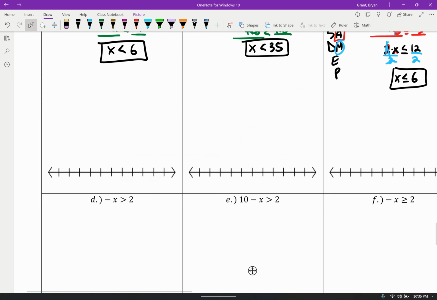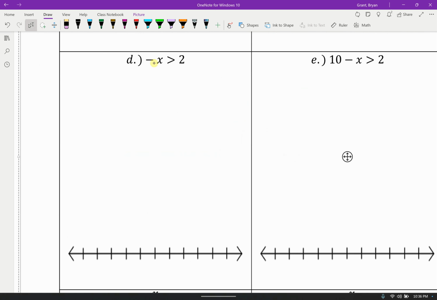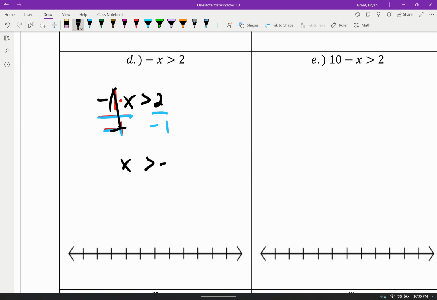Here comes D. D is a little bit weird because I don't see a number in front of x, but at this point in our algebra careers, we know what number is hiding there, it's a 1. And we also know to not fall into the trap, the 1 is not subtracting. What's connecting the 1 to the x is multiplication. So to undo multiplication, we divide like so. There we go. These cancel, and we get x is greater than -2.